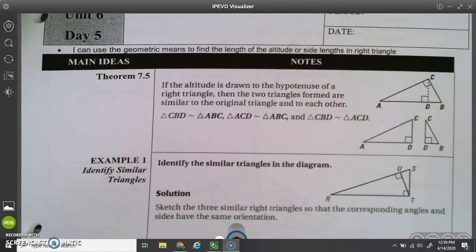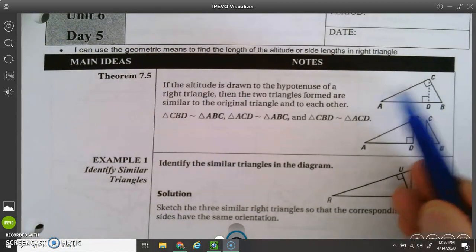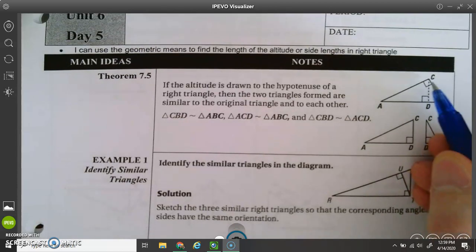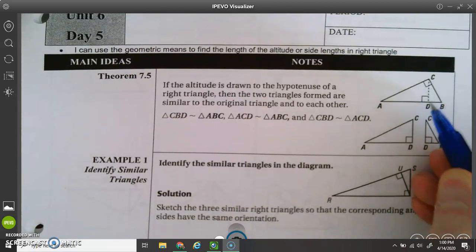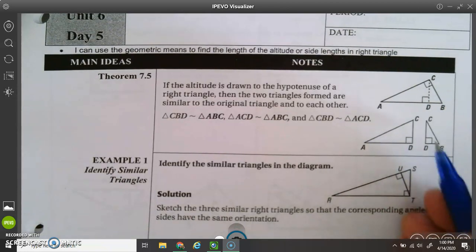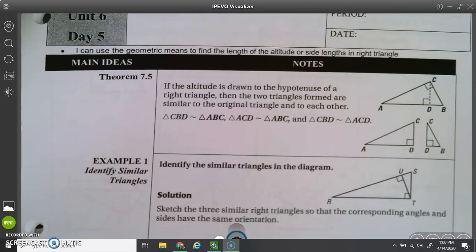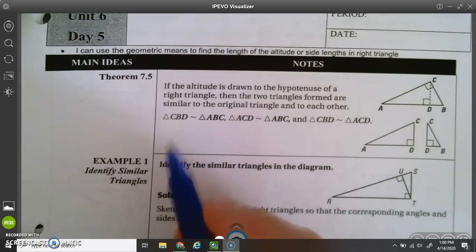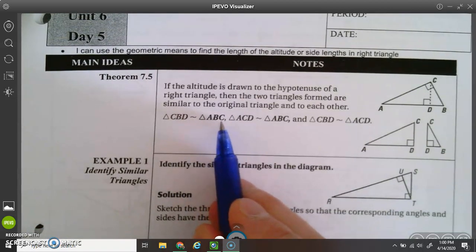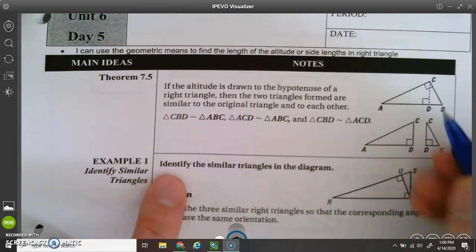Starting off, Theorem 7.5 talks about how essentially we've got this right triangle right here, and if you notice this dashed line between point C and D, we can split that up because we have another right angle here. And so essentially what we have is that these three triangles are similar. It talks about triangle CBD being similar to triangle ABC, and it's helpful as you go through and do this to kind of follow along.